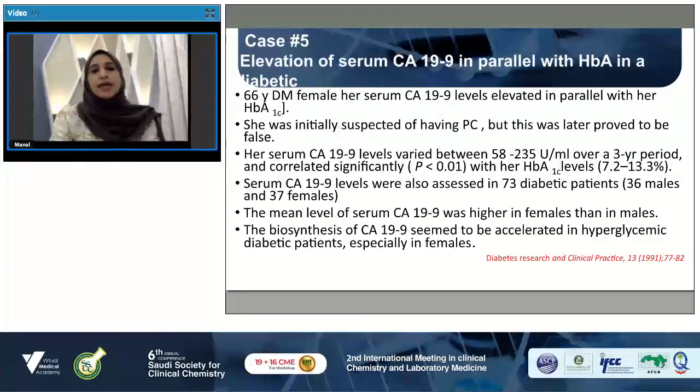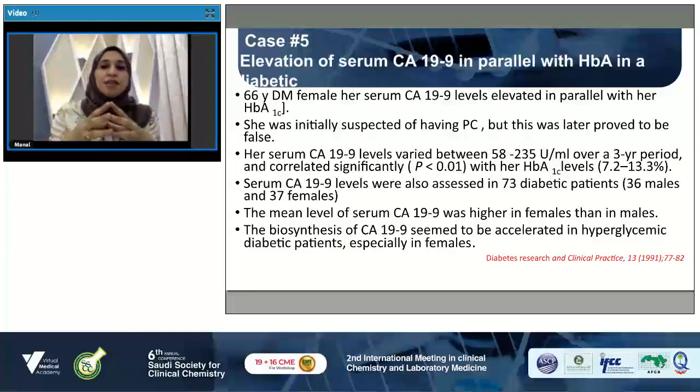I'll show you this case, which I came across and which was a surprise for me. They reported a 66-year-old diabetic female. Her serum CA19-9 level really paralleled her HbA1c. At the beginning, I thought it could be pancreatic cancer, so they screened her and did all the investigations, and it was proven to be a falsely elevated CA19-9. And they noticed her CA19-9 fluctuated between 58 and 235 whenever her HbA1c fluctuated between 7 and 13.